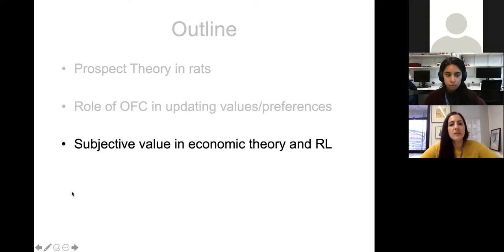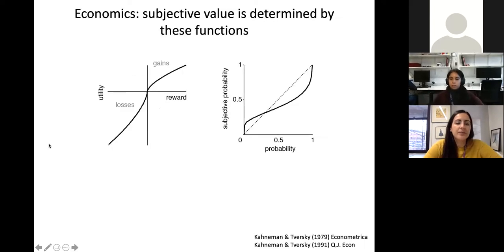Okay. And so the very last part of the talk is going to be pretty brief, but I just want to synthesize the first 2 parts, which are a little bit at odds in terms of how to think about subjective value. So in the first part of the talk, we applied prospect theory to rats' behavior. And in general, in economics, the idea is that subjective value is determined by the shapes of these subjective functions, right? So you have a utility function, really this should be a value function, and a probability weighting function. And that these can vary across individuals, but are fixed for an individual.